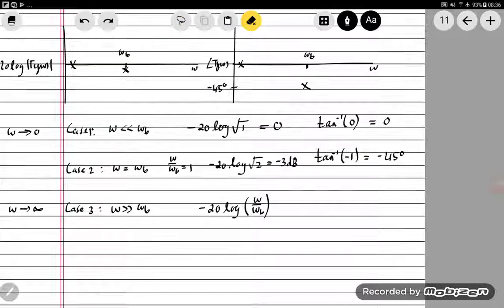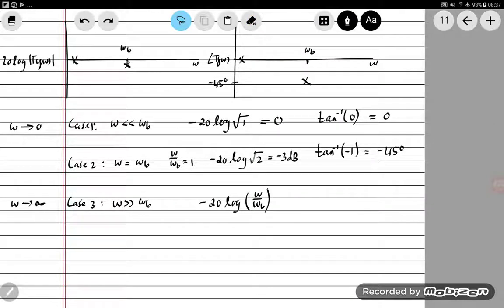Okay. To evaluate this, we can ask, what if omega is equal to omega b? Then this just becomes negative 20 log of 1, and that is just 0. If omega is equal to, say, 10 times the omega b frequency, then that becomes negative 20 log of 10, and that is negative 20 decibels.